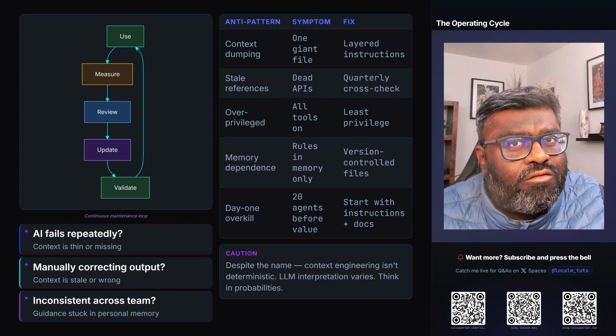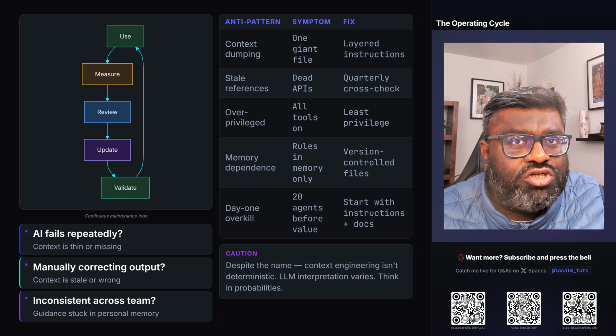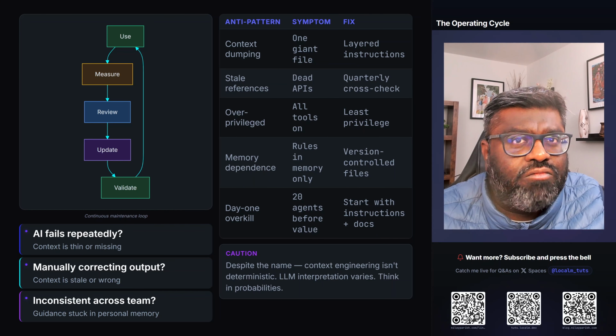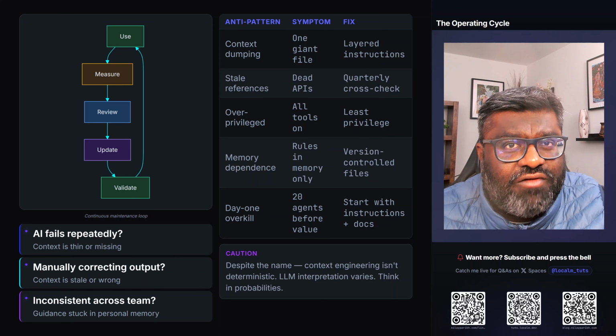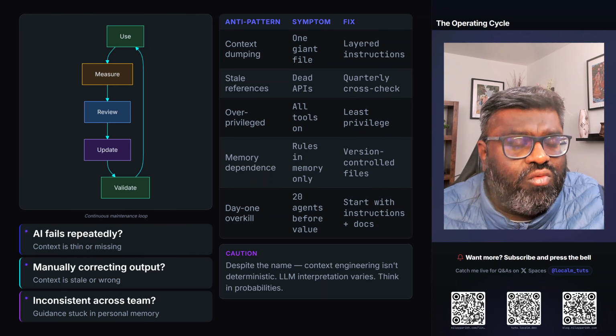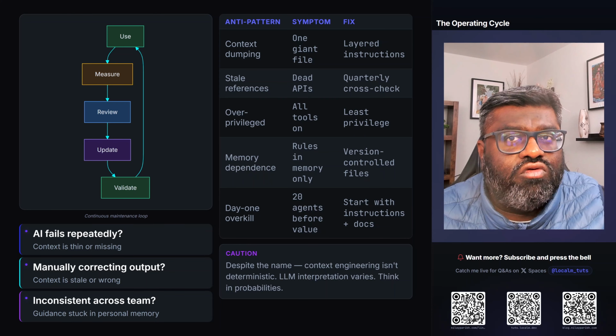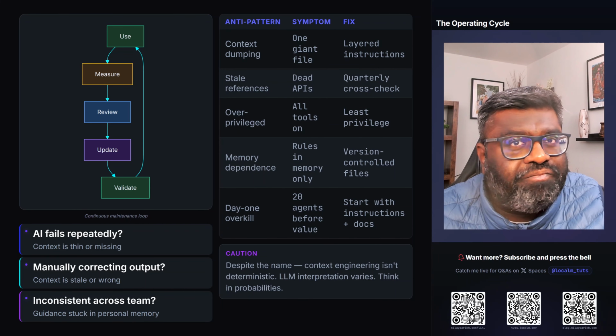The anti-patterns, which I would certainly recommend to watch: context dumping everything into one giant file, stale preferences, deleted APIs, an overprivileged agent with every tool enabled, relying on memory instead of version control files, and obviously over-engineering from day one.